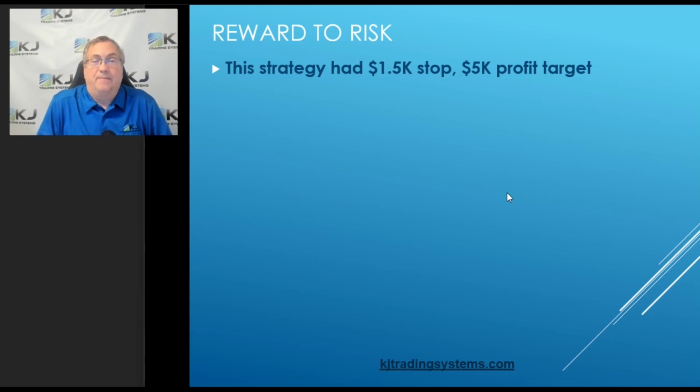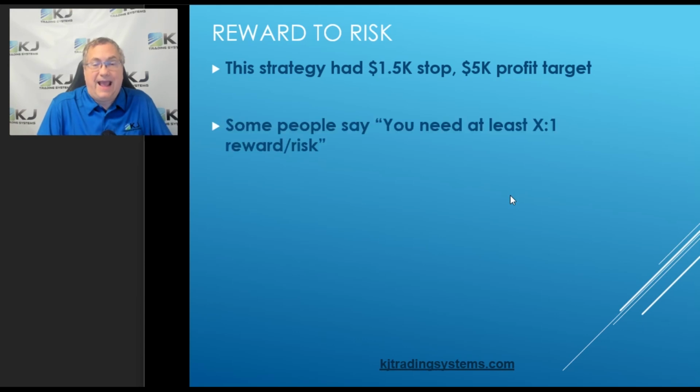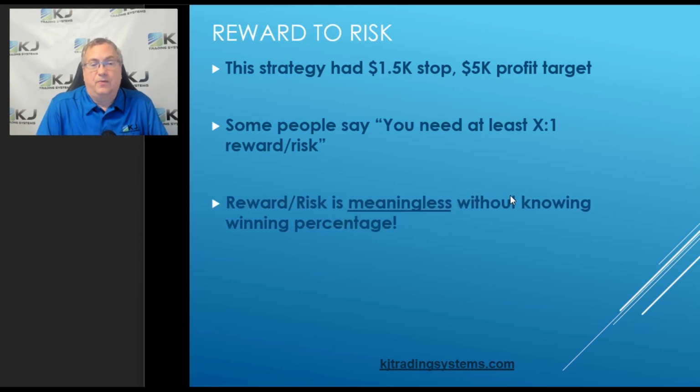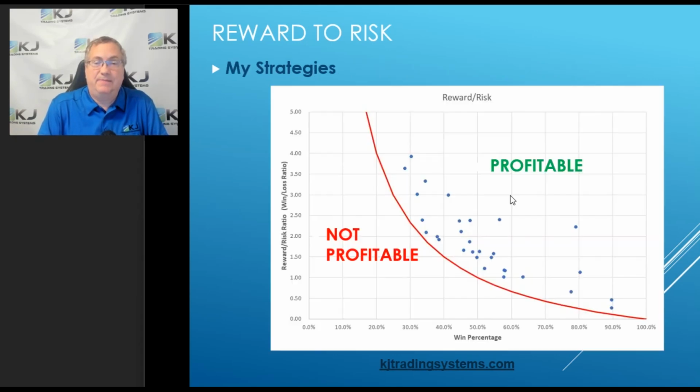So you notice here I had a reward to risk of $1,500 for the stop, $5,000 for the profit. And I always hear people say, hey, you need 2-to-1 reward to risk, 3-to-1, 1-to-1. And they throw out these numbers. The reality is any of those numbers can work. You have to know the winning percentage. If you don't know the winning percentage, saying I need a reward to risk of 5 doesn't really mean anything. I'll show you what I mean here.